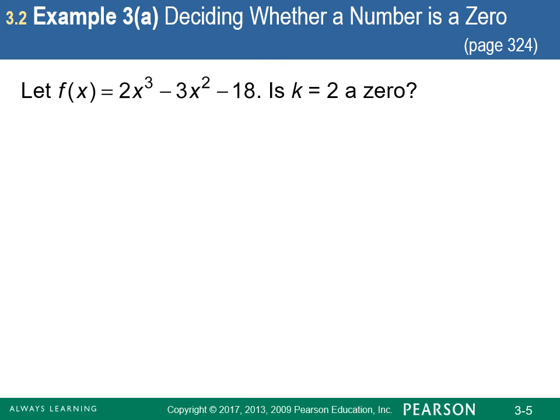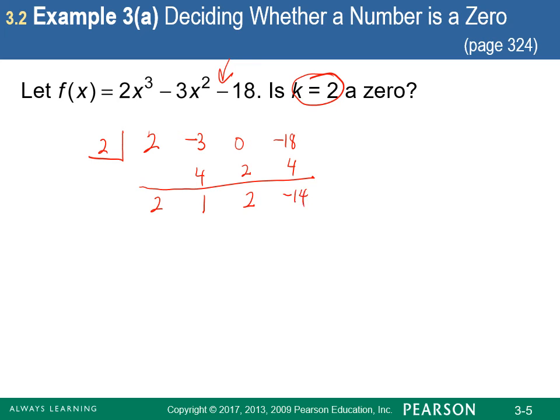So you can probably guess that on this one we are going to do synthetic division. So let's see. Here we have the 2 for the 2x cubed minus 3x squared. Notice anything missing? 0 for the x, and then the negative 18. We're going to use a 2 in our synthetic division. When we do our process, we add, multiply, add, multiply, add, multiply, and add.